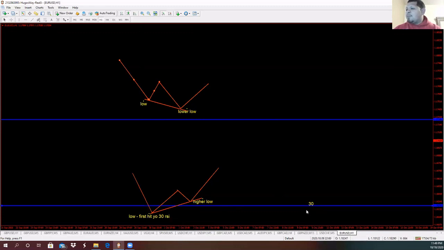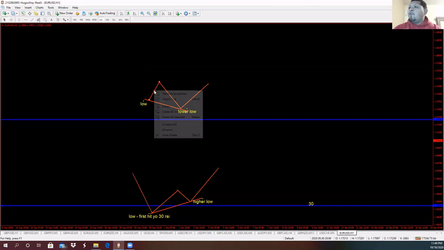This is kind of going to be the zone that we look for this divergence and for a possible Nelly Mac setup. Okay. All right. So remember, a low and a higher low on the RSI, and a low and a lower low on price.